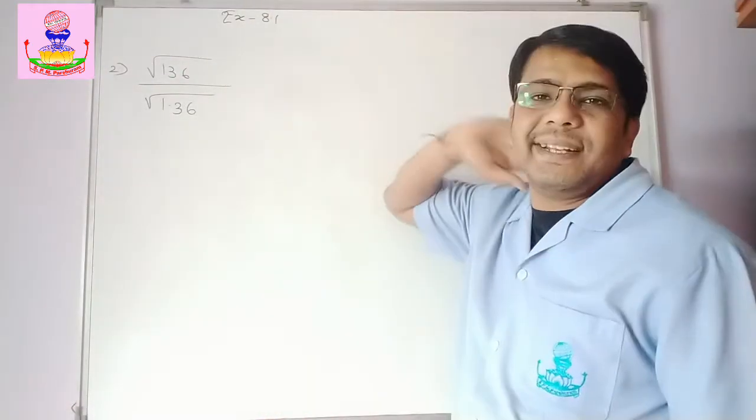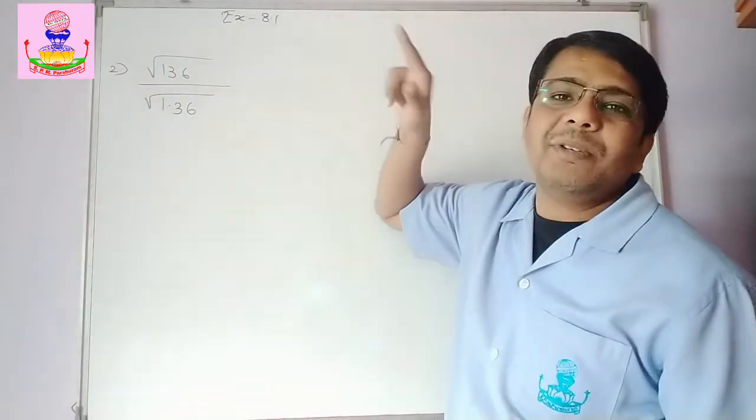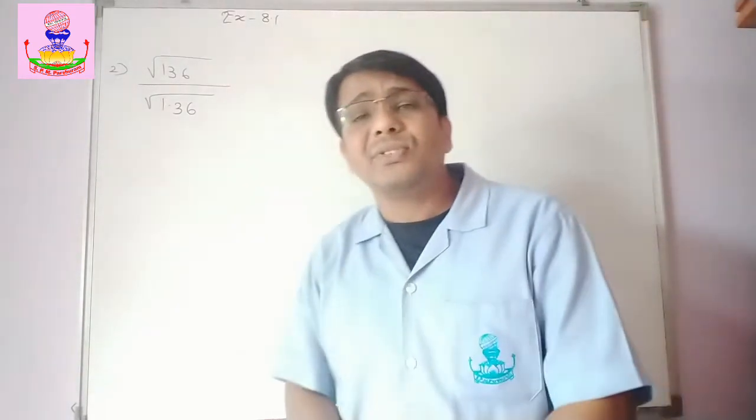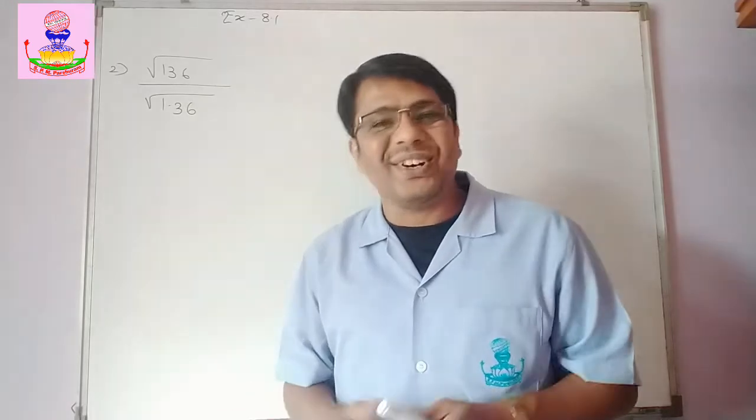Now, see the second example. Square root of 136 upon square root of 1.36. Now, 136 is not a square. Is it? No, it's not.